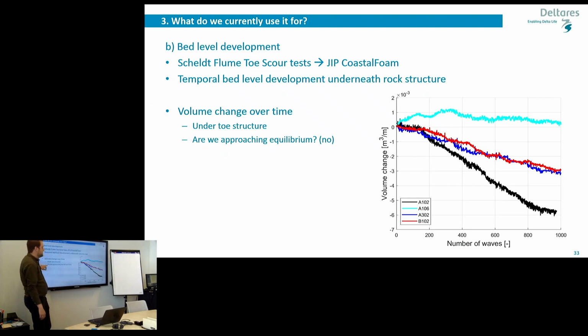And one of the questions we could then answer is, are we reaching equilibrium? So would the scour profile change anymore if we just kept on generating waves? And the answer is, well, that's not really equilibrium, it just keeps on going down, so that's important for the interpretation of these results.